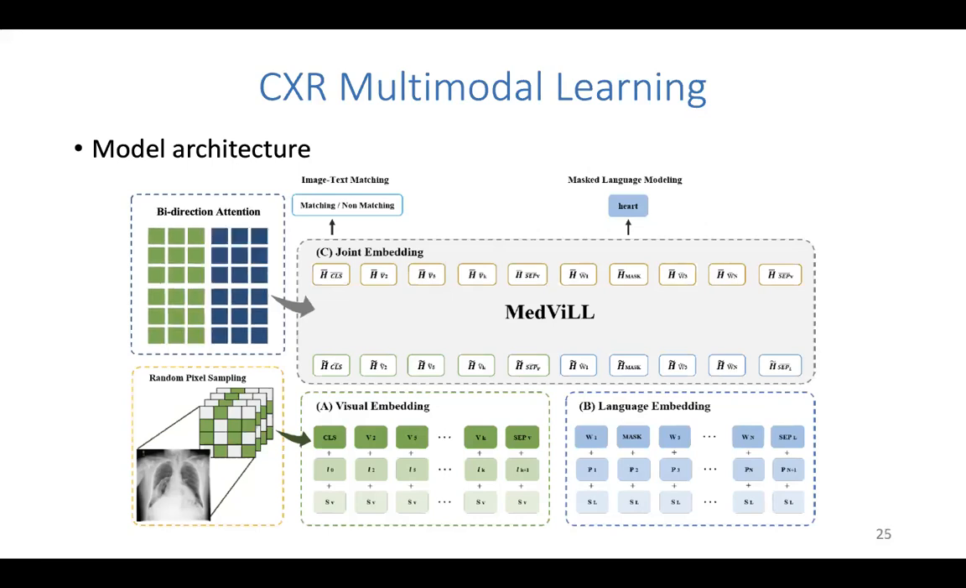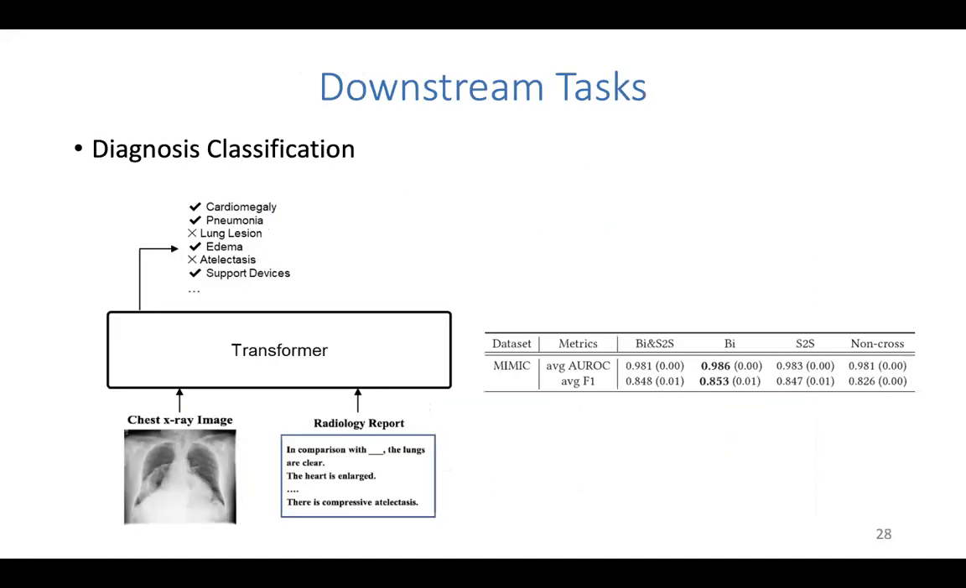So yeah, three types of attention maps here, and when you pre-train your model using different attention maps, it has different impacts on the downstream task. One of the downstream tasks is diagnosis classification. You provide the pre-trained model, and you need to fine-tune the model for this kind of classification task.